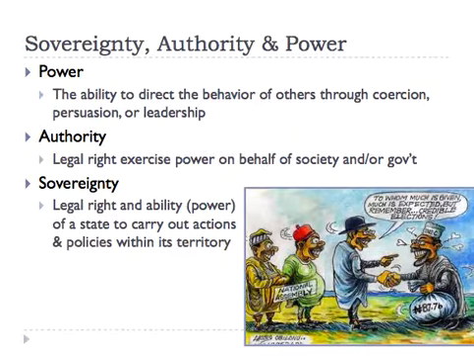First off, the three definitions that we need to differentiate between. Power is the ability to direct the behavior of others through coercion, persuasion, leadership, maybe some incentives. Authority then is the actual legal right to exercise that power. Society and government give you that legal right. Then there's sovereignty, the right and ability of a state to carry out all the actions and policies that the people and the government want within a certain territory.